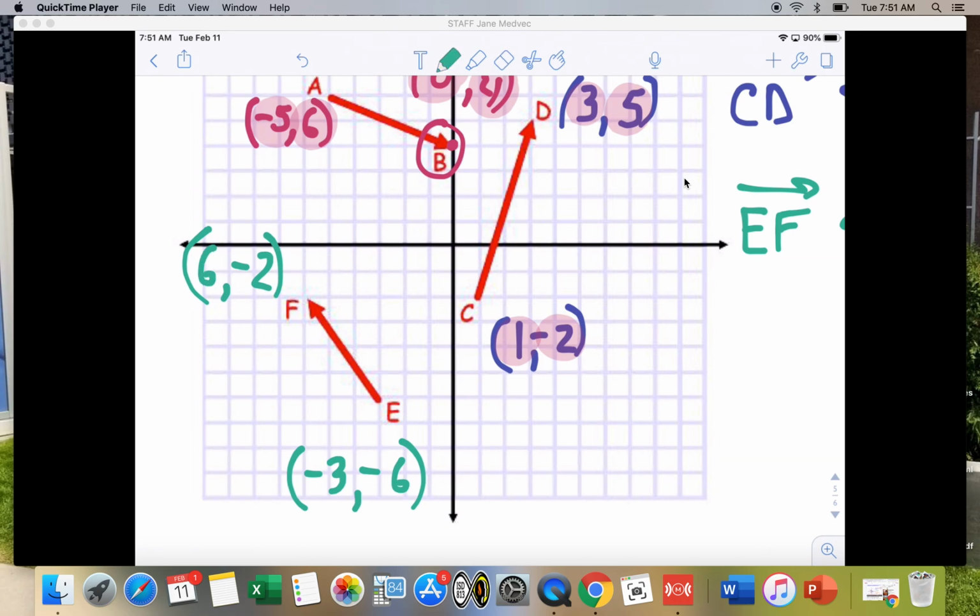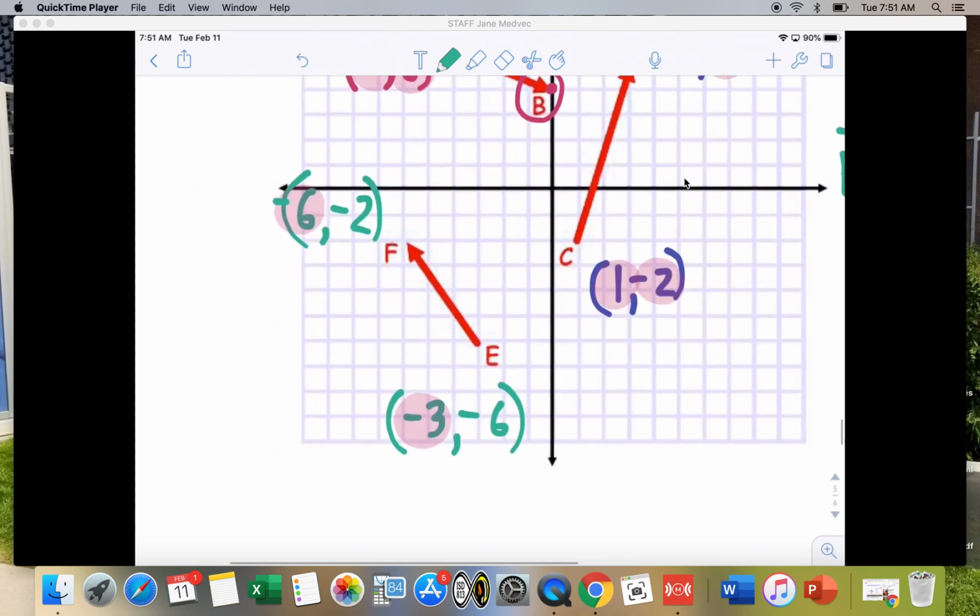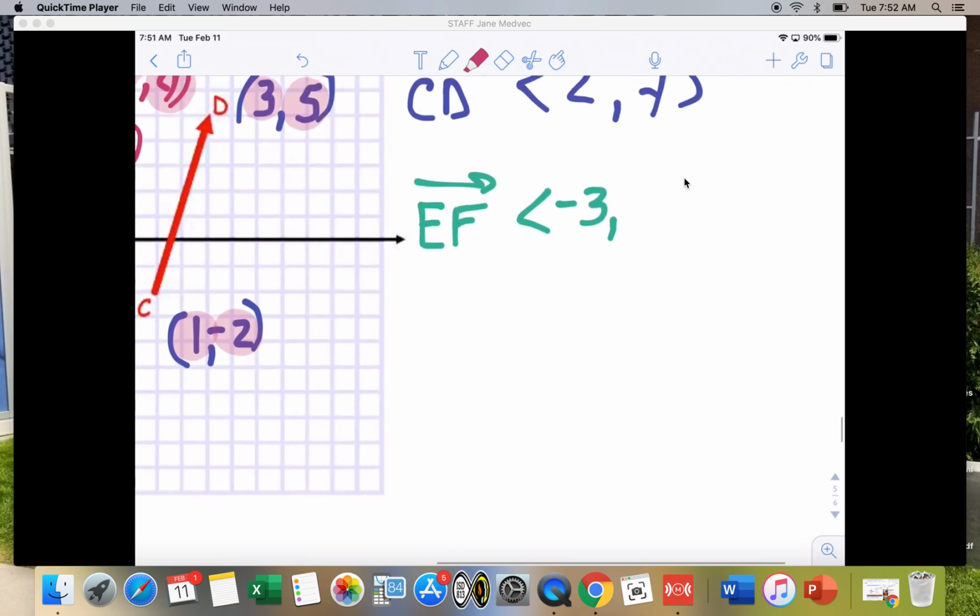Okay, so now what I'm going to do is take a look at what I did to the -6 to make the -3. I'm sorry, that's a -6. So I'm going from -6 to -3, so I move 3. And then I'm going from -6 to -2, and I am adding 4. So this is a 4.